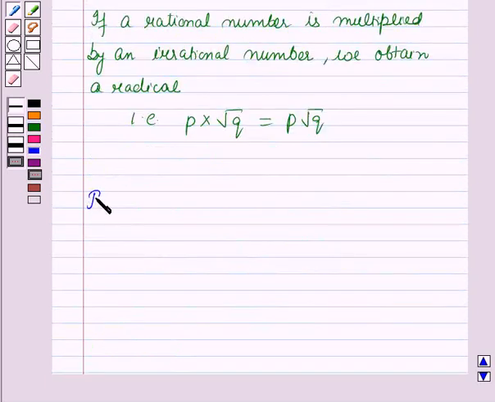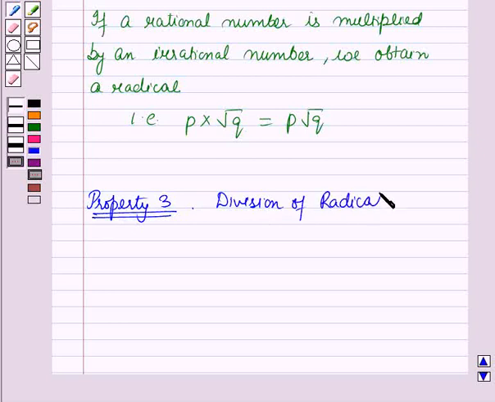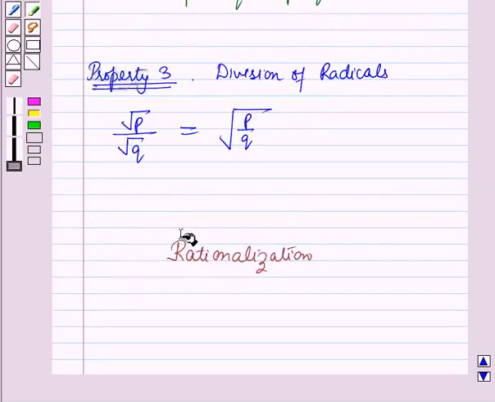Now the third property is division of radicals. Here, root p over root q is equal to root p over q. Now let us discuss rationalization.